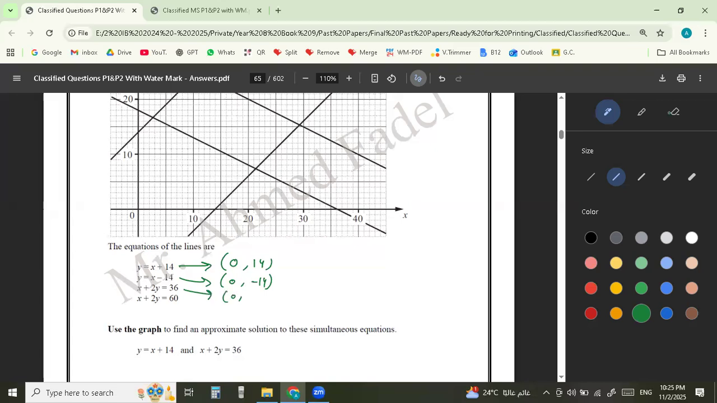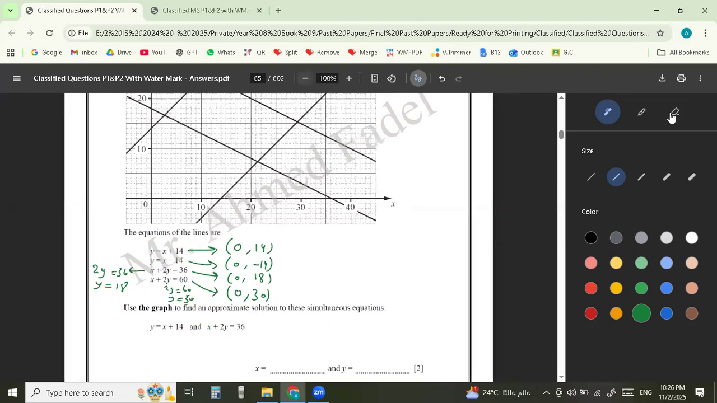Next, when x is 0, what do we have? Look at this. It will be 0 plus 2y, meaning 2y equals 36. Then y equals 18, so y will be 18, mister. The last one, when x is 0, 2y equals 60, right? 2y equals 60, meaning y equals 30. So 0 and 30. Now I can find which equation is which line.